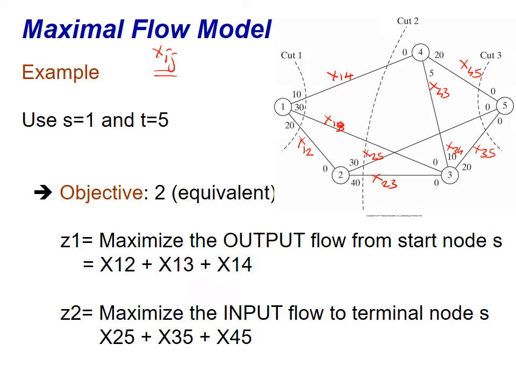Then, how can we write the objective function? And as I told you, the objective function is the total amount that we can send from the source, which is node 1, to the sink, and we want to maximize it. And to do this, we need to look at all outgoing arcs from the source one. And these outgoing arcs are x12 plus x13 plus x14. Okay? So this is the amount of outflow from node 1.